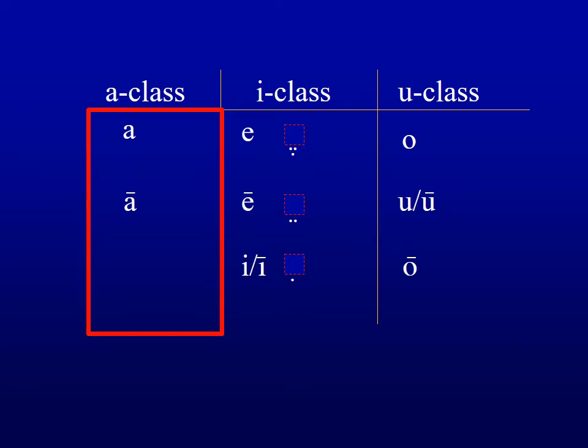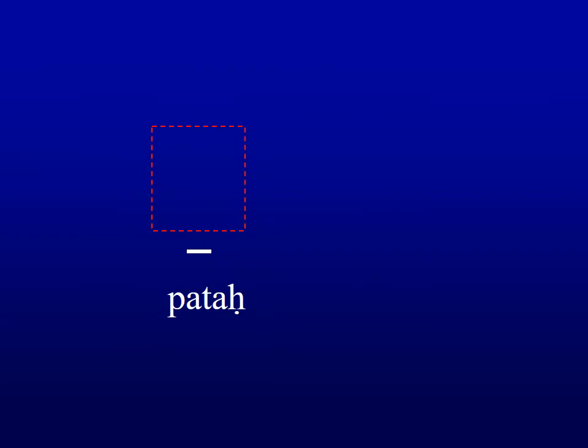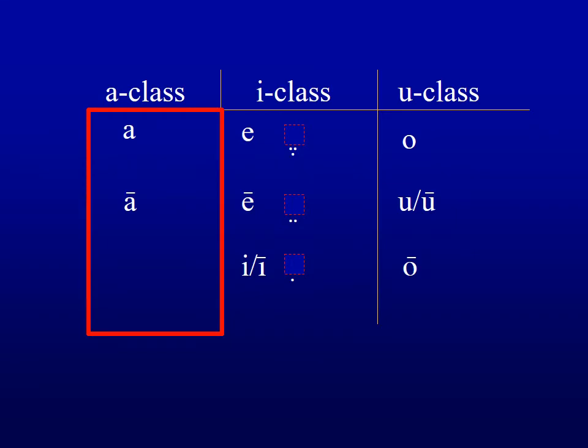In the A class, there are 2 vowels, a short A and a long A. So the short A is the patach. It's written by a single horizontal line underneath the letter. This is the short A as in car. Put our patach into place, and now we'll look at the long A.